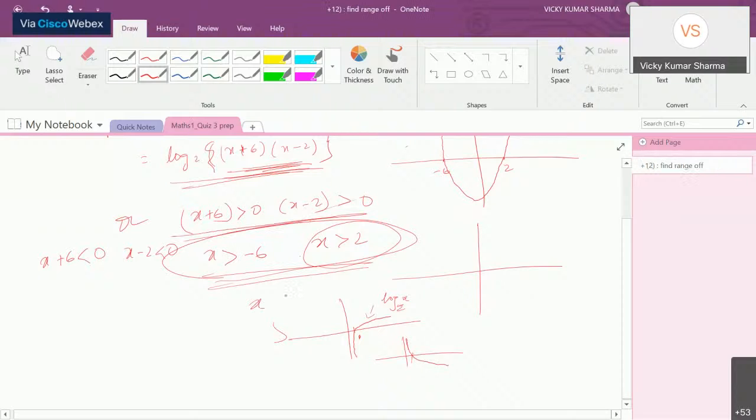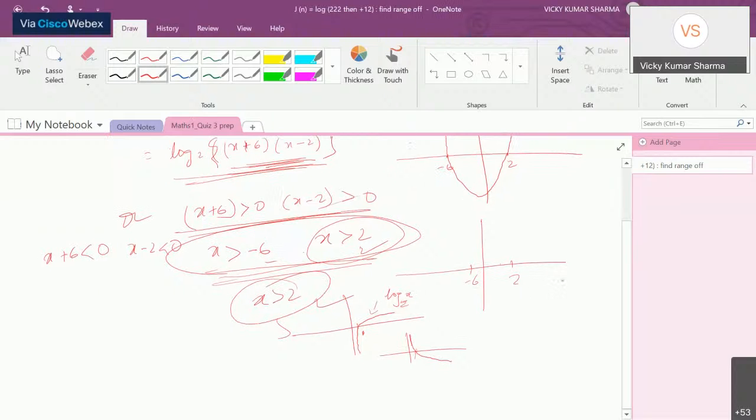So when this is the condition, what do you get? x has to be greater than what? You're getting x greater than minus 6 and x greater than 2. So it's good to take x greater than 2, because minus 6 is here and 2 is here, and we have to take all those values which are intersecting. If this is going this way and this is going this way, then it has to be from 2 to infinity, right?